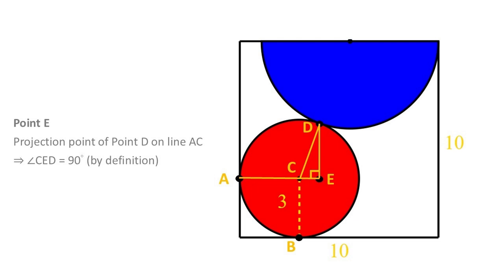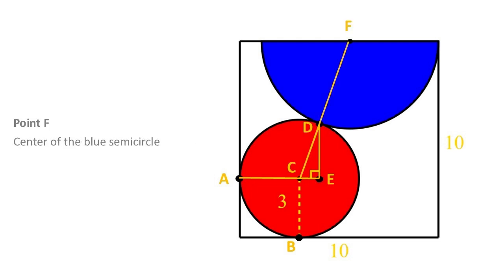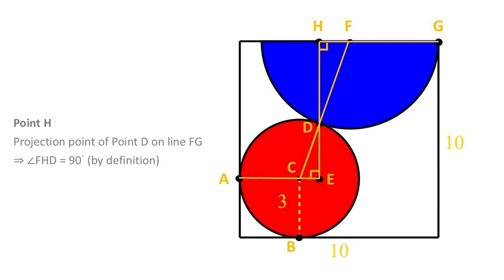For the projection point of point D on line AC, let's call it point E. And by the definition of projection, angle CED should be 90 degrees. For the center of the blue semicircle, let's call it point F. For the top right corner of the square, let's call it point G. For the projection point of point D on line FG, let's call it point H. And by the definition of projection again, angle FHD should be 90 degrees.